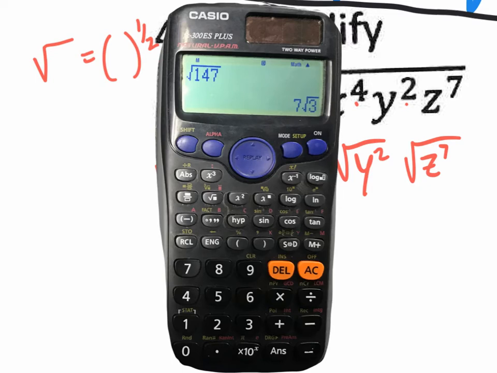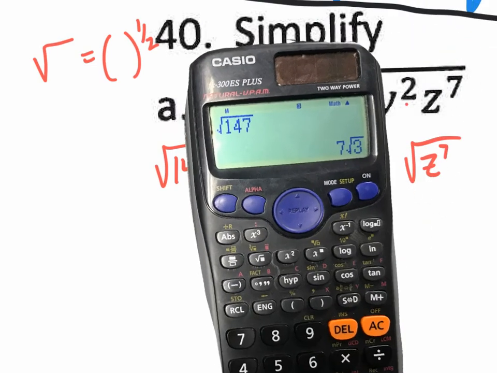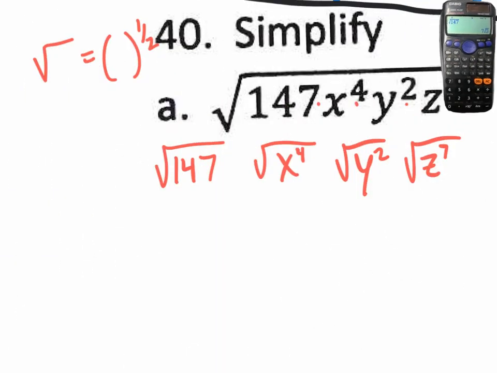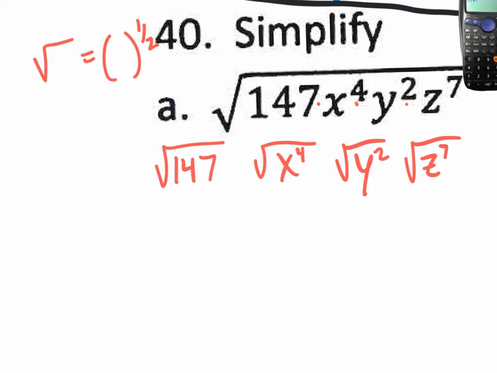Check it out. It's that easy. All you have to do is type in the square root and then type in 147, hit equal, and it'll give you the simplified square root. So the square root of 147 is really 7 square root of 3. Keep that in mind. So that's really a 7 times the square root of 3.